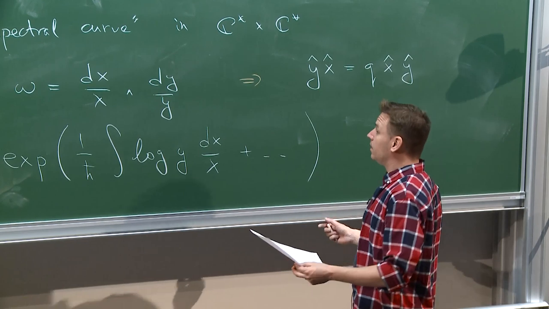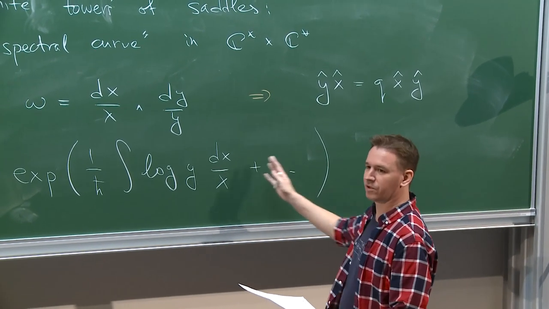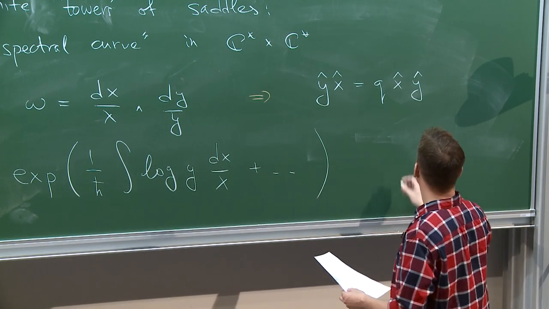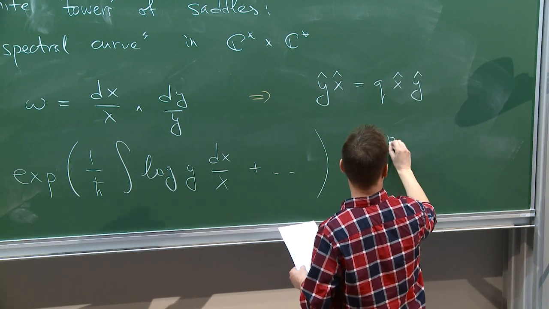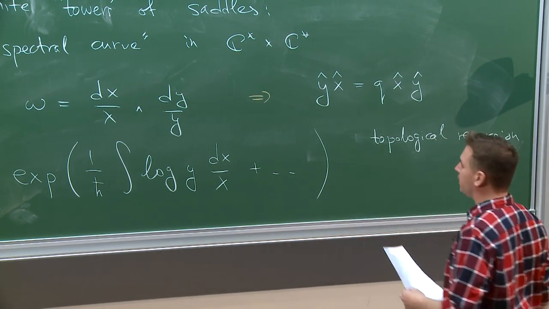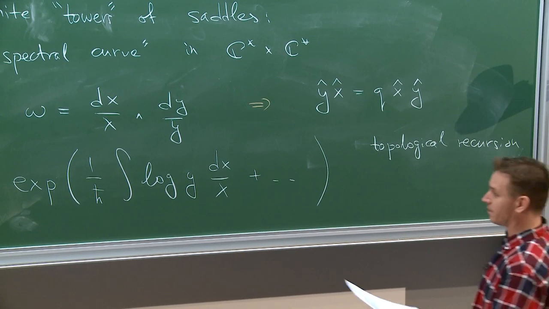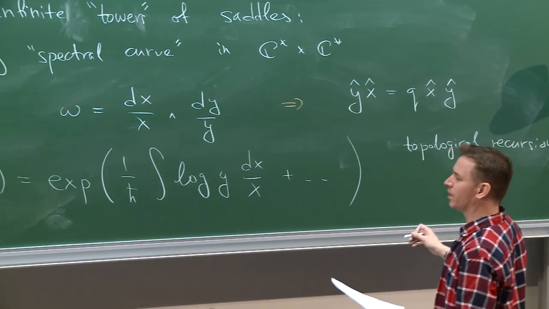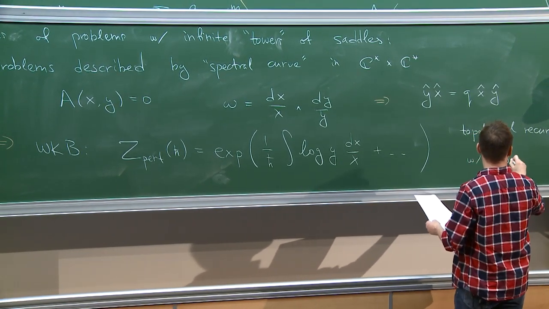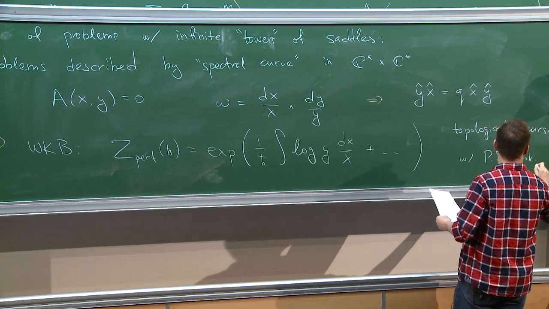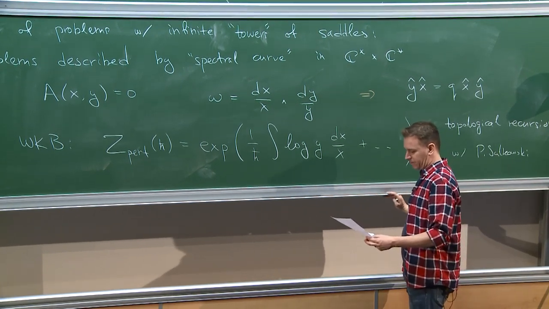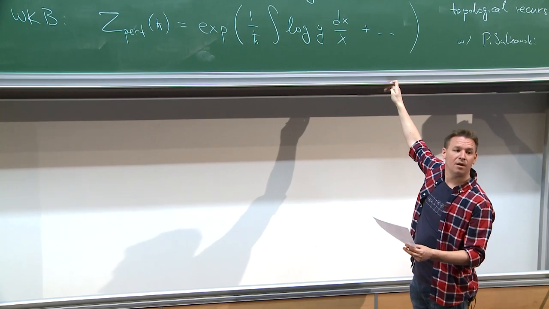And then, of course, we can use various other tools to compute higher order terms. So we can generate this Z perturbative of h bar in a systematic way, for example, topological recursion, which is a cool tool to apply. And in this class of problems, which I'll describe later, where A is some A-polynomial, this is what we studied with Piotr Sulkowski. Also at that time, trying to shed light on integrality, but again, we didn't understand as much as I'll try to tell you.